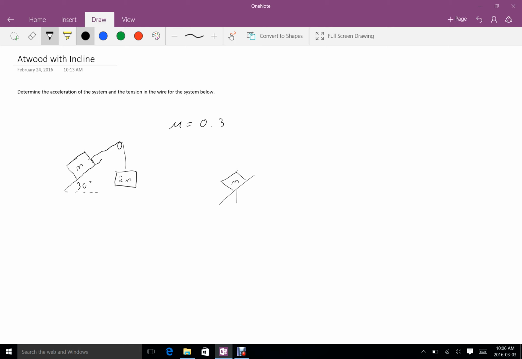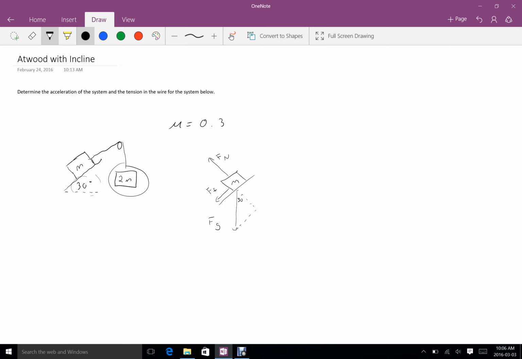mass, the force of gravity pointing straight down. There'll be a component of gravity that's going directly into the incline, or the perpendicular component, and a parallel component. And if this is 30 degrees, then if this is 30 degrees, then that is 30 degrees. A normal force and a force of friction. I'm going to put the force of friction going down the incline.